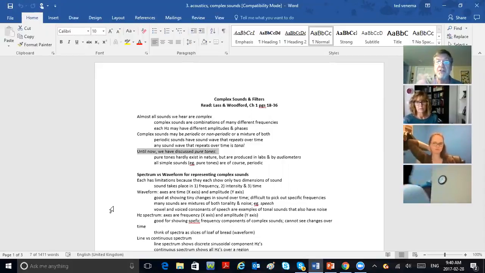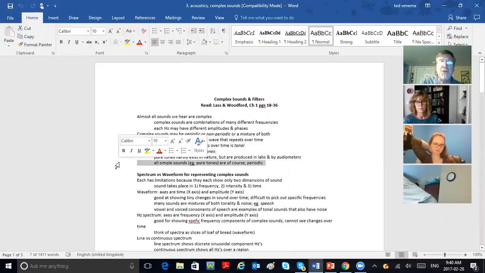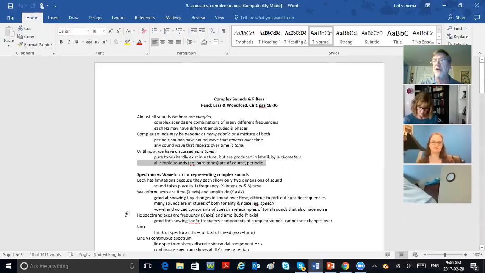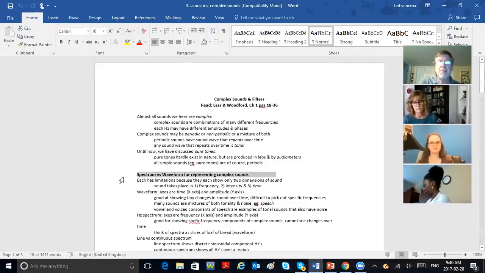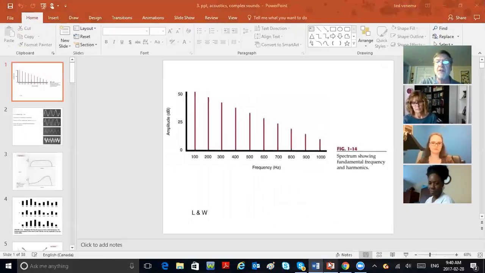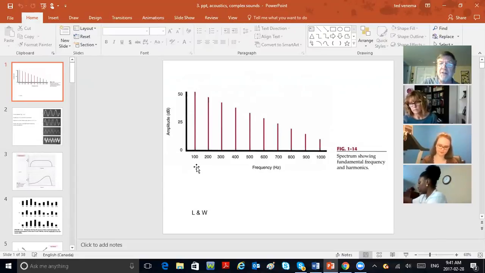Audiometers make pure tones. All pure tones are called simple sounds because they have one frequency. But 99.999% of sounds have more than one frequency. And so now we're going to talk about how we represent complex sounds. Complex sounds are best seen, and you'll see here on this PowerPoint slide, as a spectrum. Now read this, it's right out of your text.